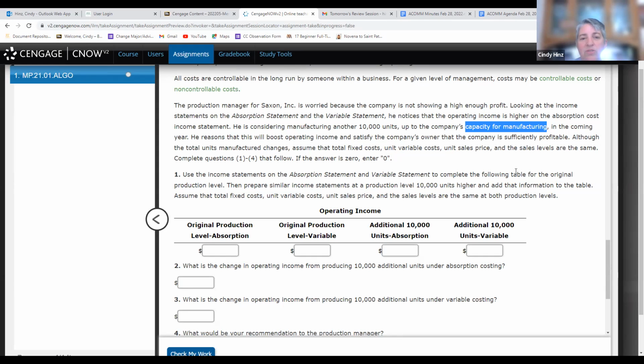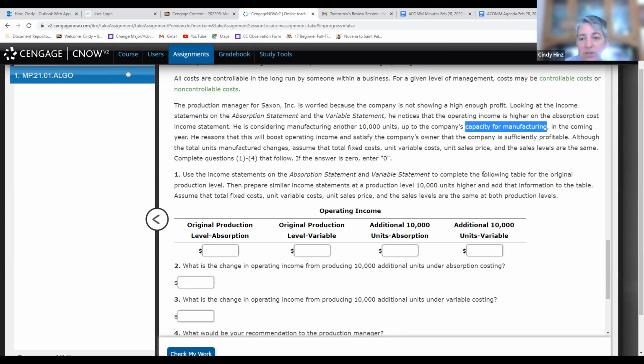Although the total units manufactured changes, assume that total fixed cost, unit variable cost, unit sales price, and the sales level are the same. So remember, we sold 15,000 this year, and we produced 20,000. He's talking about next year producing another 10,000, so a total of 30,000 units, even though he expects to only sell 15,000. We've talked about the concept of pull-through production, how that's really not a good management decision. But I agree that on the income statement, it will look good because they'll be able to shift even more of those fixed costs onto the balance sheet as an asset.